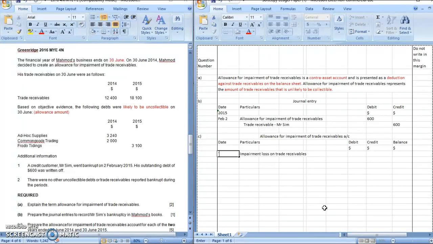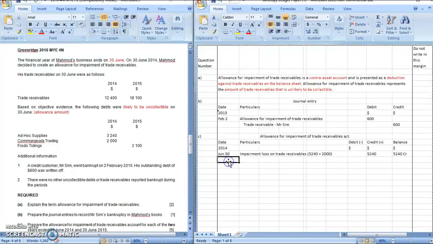The date will be on the last day of the financial year, which is the 30th of June, in this case, for the year 2014. Now, this is a contra asset account, so its nature is a minus plus nature. To increase the allowance account, we will then need to credit the amount of 5,240. Show your workings next to the account. And therefore, this will be your running balance in the first financial year.